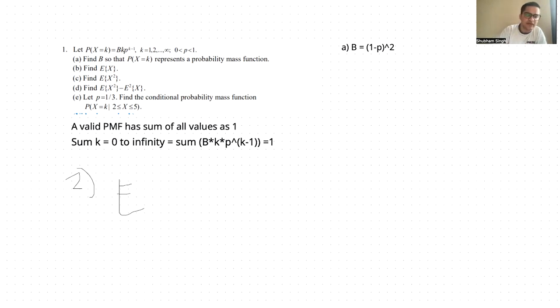What is the formula of expected value? The formula for expected value is E[X], which is the summation of xi into P(X = xi), for any xi which is part of X. I hope what I said was clear. If it was, then we can move ahead.